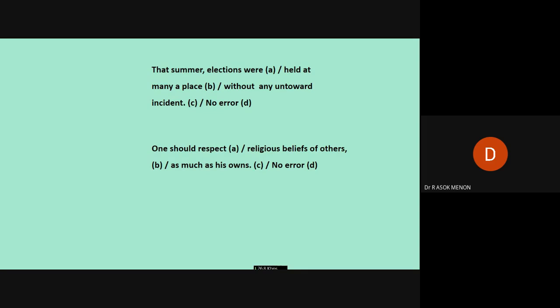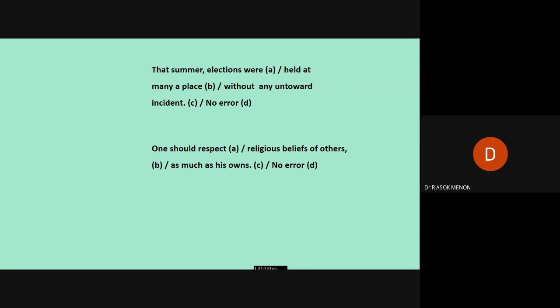A. That summer elections. Kishore says it's A. Peter says many places. Anita says it is B. Meher Venkatesh says it is B. Niba Babu says it is B. Aishwarya Sandip says it is B. Saurabh Mishra says it is B. Okay, let me explain. Kishore K says many a place is singular. Yes, many a place is singular, no doubt.